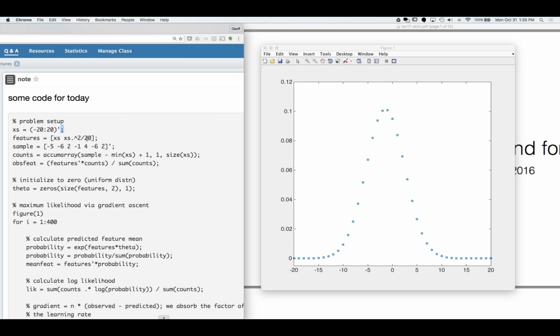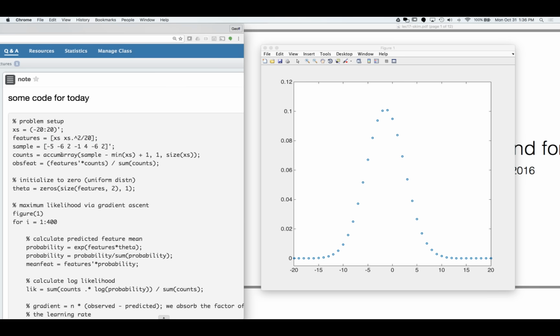Then if we want to actually do maximum entropy, we need a random sample. So here's a sample from our distribution, right? It's a bunch of integers that are between -20 and 20: -5, -6, 2, -1, 4, -6, 2, right? So some are repeated, like -6 happens twice, and 2 happens twice. It looks like all of the other ones happen only once. And given this sample, our goal is going to be to use maximum entropy to fit a distribution to it, using the features that we just defined right here.